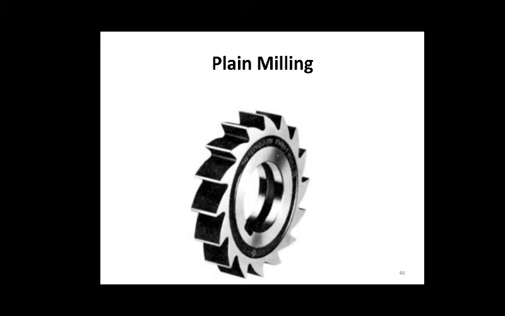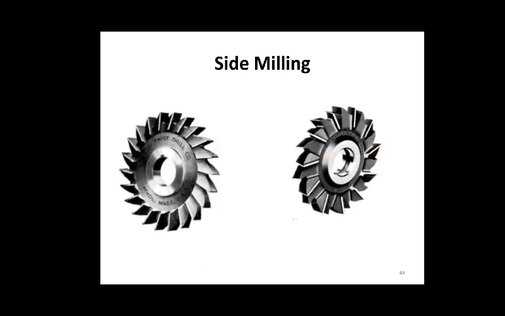Next, that is side milling. Comparatively narrow cylindrical milling cutters with teeth on each side and on the periphery. It is used for cutting slots and for face and straddle milling operations. Free cutting action at high speeds and feeds. It is suited for milling deep and narrow slots.